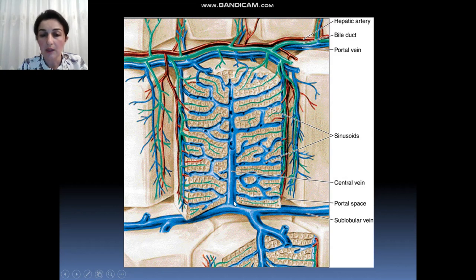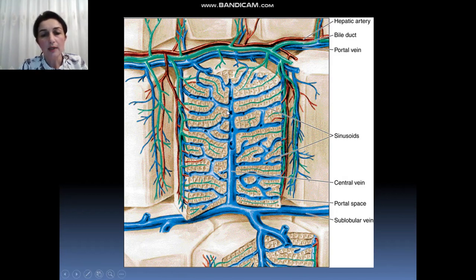From the central vein, blood will flow into the sublobular veins. The sublobular veins will come together and form collecting veins, which will finally form the right and left hepatic veins, which will carry blood into the inferior vena cava. By the way, the hepatic artery is a branch of the abdominal aorta, which carries highly oxygenated blood, and it constitutes 25% of the blood. But 75% of the blood comes from the portal vein.